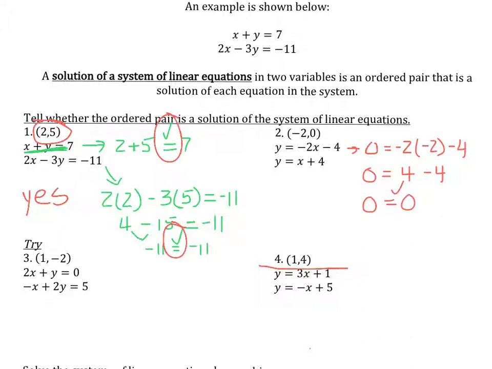Now let's try this one. My y value is 0 for my ordered pair. My x value is negative 2 for my ordered pair, plus 4. Negative 2 plus 4 is 2. So this is 0 equals 2. Obviously 0 does not equal 2. I would have to have 2 check marks, right? I have 1 check mark here, and I have a not equals there. Because of this not equals, I'm going to say no, not a solution.